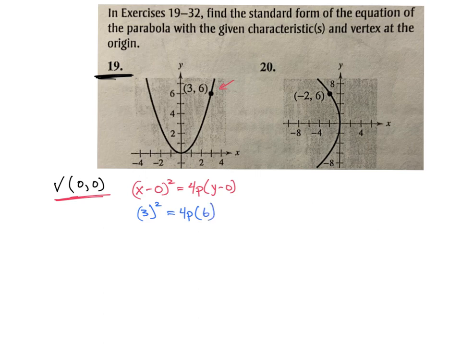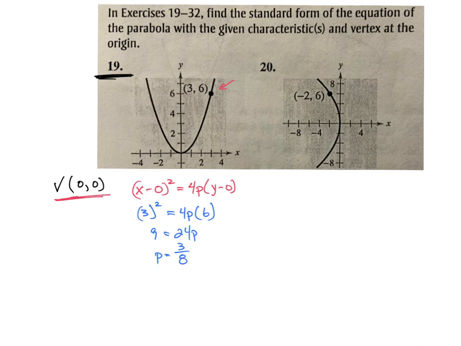So 3 squared is 9, is equal to how many p's? 24 p's. So how do I solve for p? Divide by 24, so p is equal to 9 over 24, or it could simplify to 3/8. Now, does it make sense that p would be positive here? Yeah, because which way is it going? It's going up.